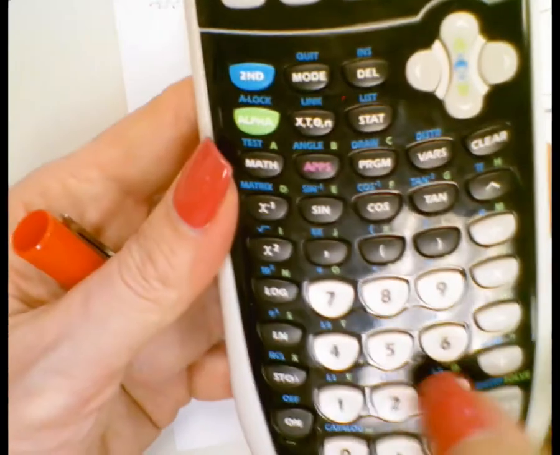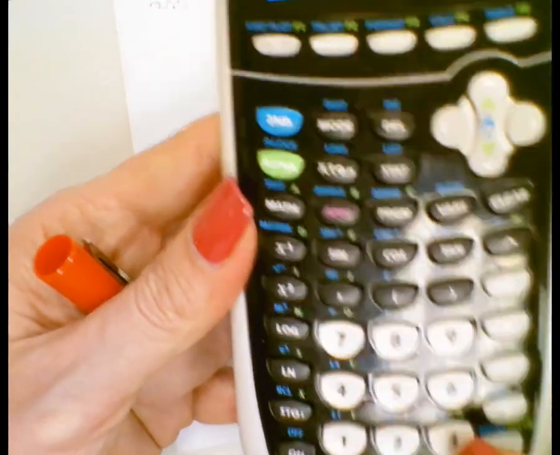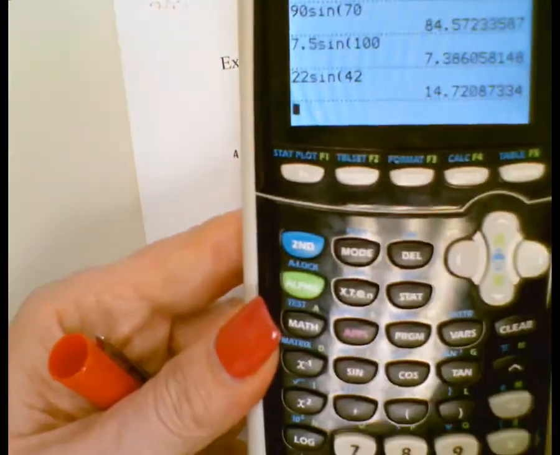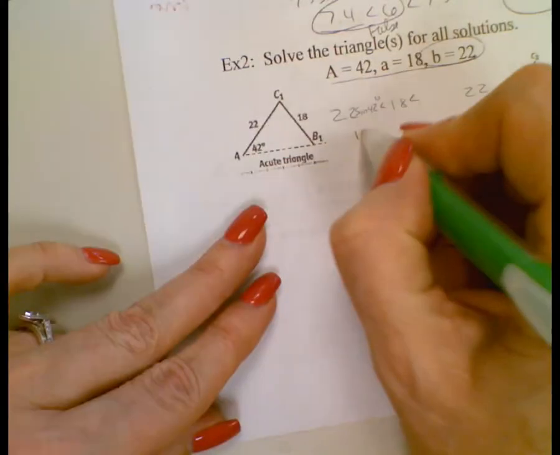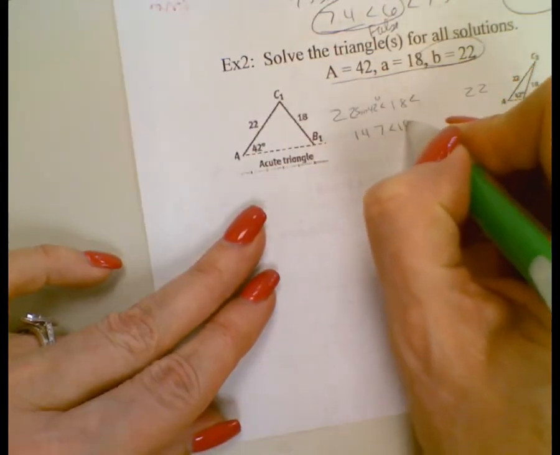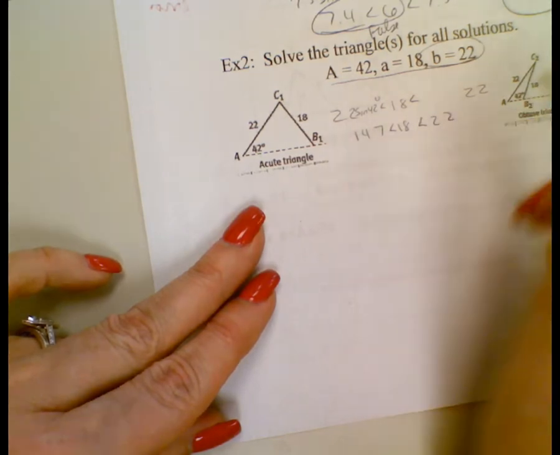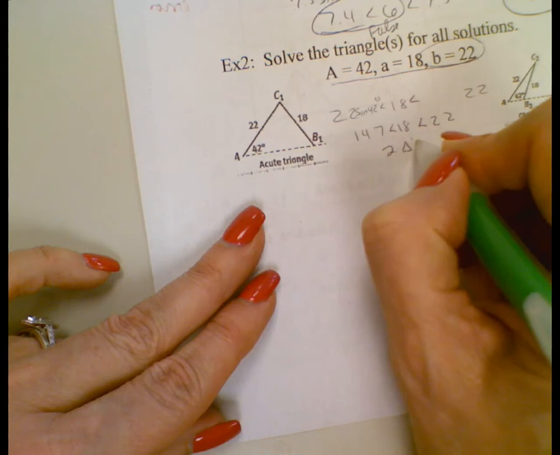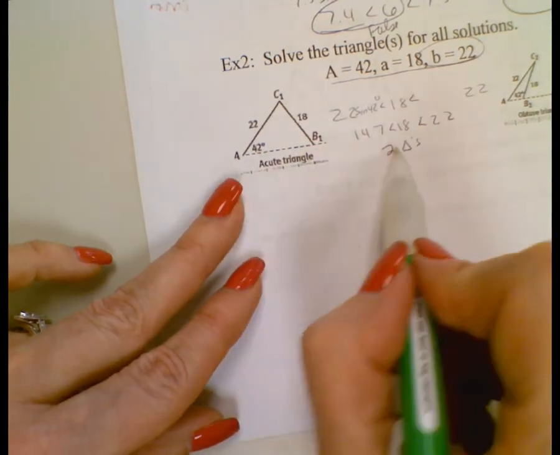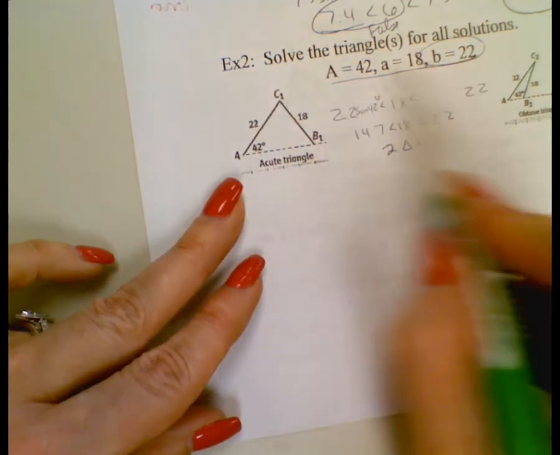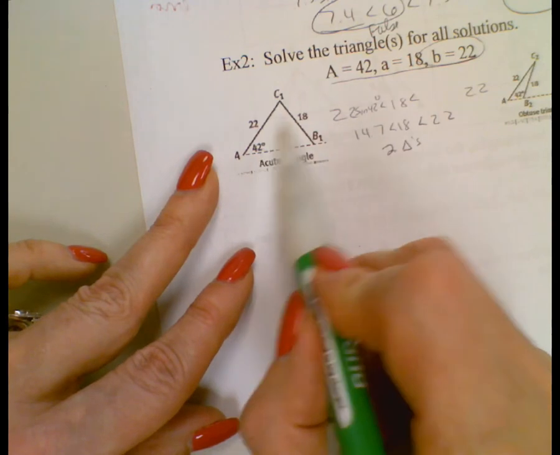So 22 sine of 42 is 14.7. Is 14.7 less than 18? Yes. There's at least one. Is 18 less than 22? Yes, there are two triangles. And these are the pictures. So when you have two triangles, you draw two of them. You draw it with the 42, 18, and 22.